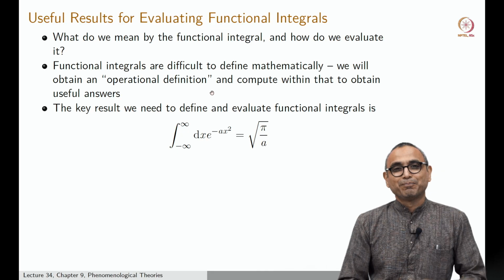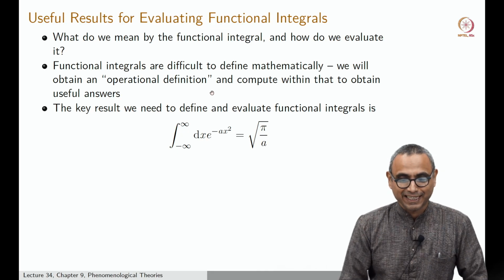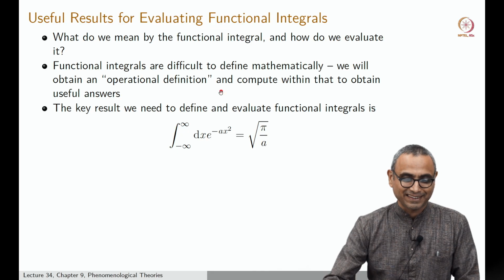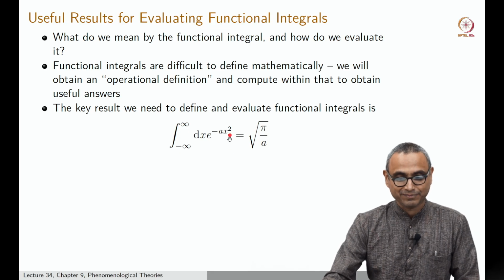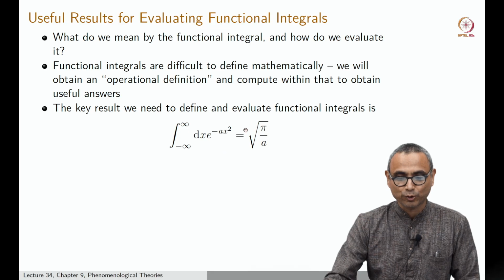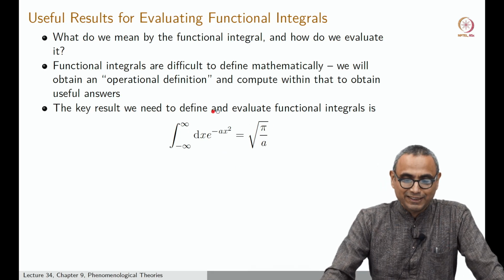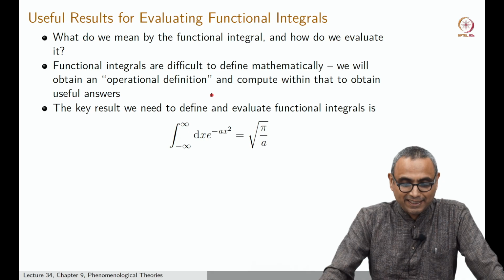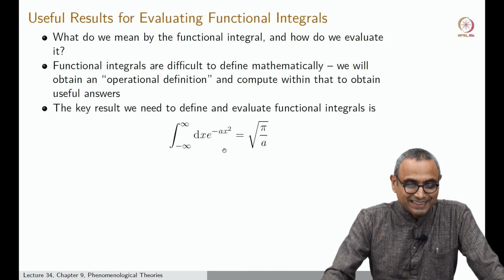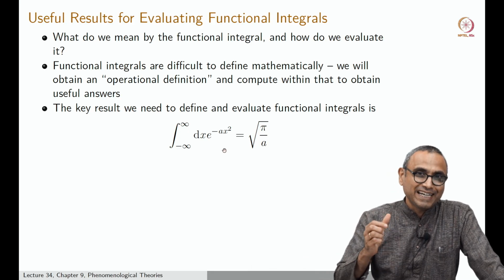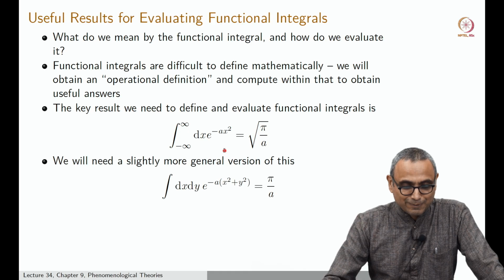So the most important result we need to define functional integral is this result here, which is that the integral from minus infinity to infinity of e to the minus a x square, this is on real numbers, is square root of pi by a, right? So this is called the Gaussian integral, and I'm sure that you have seen this evaluated in many courses before. So that is the most important result. Now it turns out that we need a small variant of this.